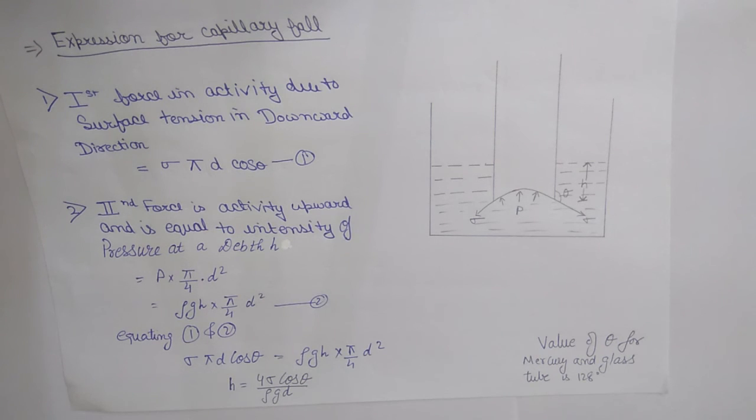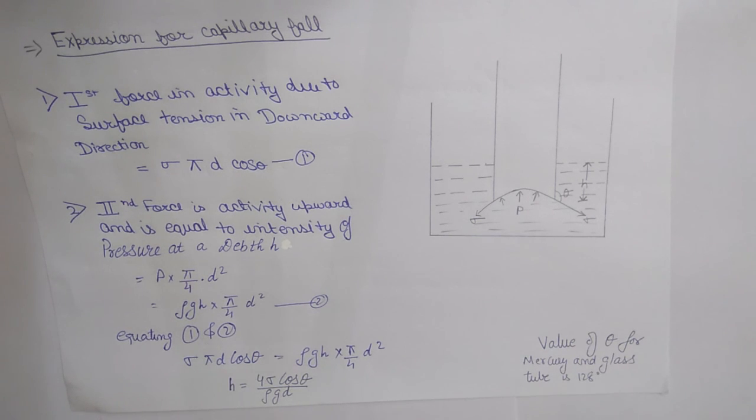Moving on to another expression, that is expression for capillarity fall. First, force in action due to surface tension in downward direction is given by sigma pi d cos theta. We mark it as our first equation. Second, force is active upward and equals the intensity of pressure at a depth of h. So it is given by P into pi by 4 d square, where P is rho g h, into pi by 4 d square. From equating equations 1 and 2, we get our expression, that is h is equal to 4 sigma cos theta upon rho g d.